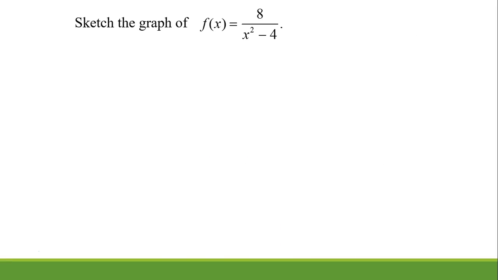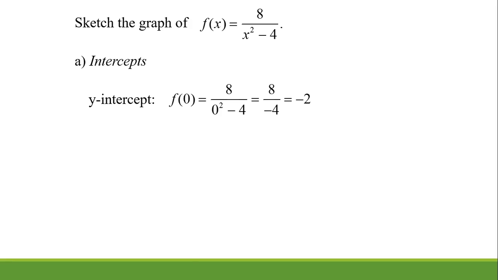So now let's look at this from the other direction. Instead of starting with a graph and trying to find these important points and these important asymptotes, let's start with a function and see if we can sketch the graph. So we'll start by looking for the intercepts. Remember, to find the y-intercept, we set x equal to 0. And when we do that in our function, we find that the y-intercept is -2.